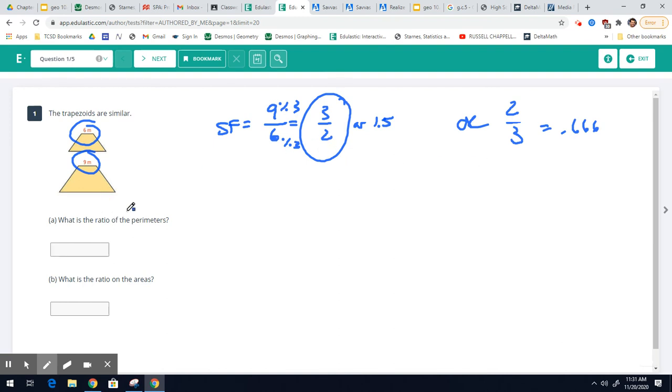All right, so for the ratio of the perimeters, I would put 3 divided by 2, because the ratio of the perimeters is equal to the scale factor. Now, the ratio of the areas, because area is square units, is equal to the scale factor squared. So we're going to take 3 squared over 2 squared. 3 squared is 9, 2 squared is 4. That's 9/4. And again, try to avoid decimals if you can.